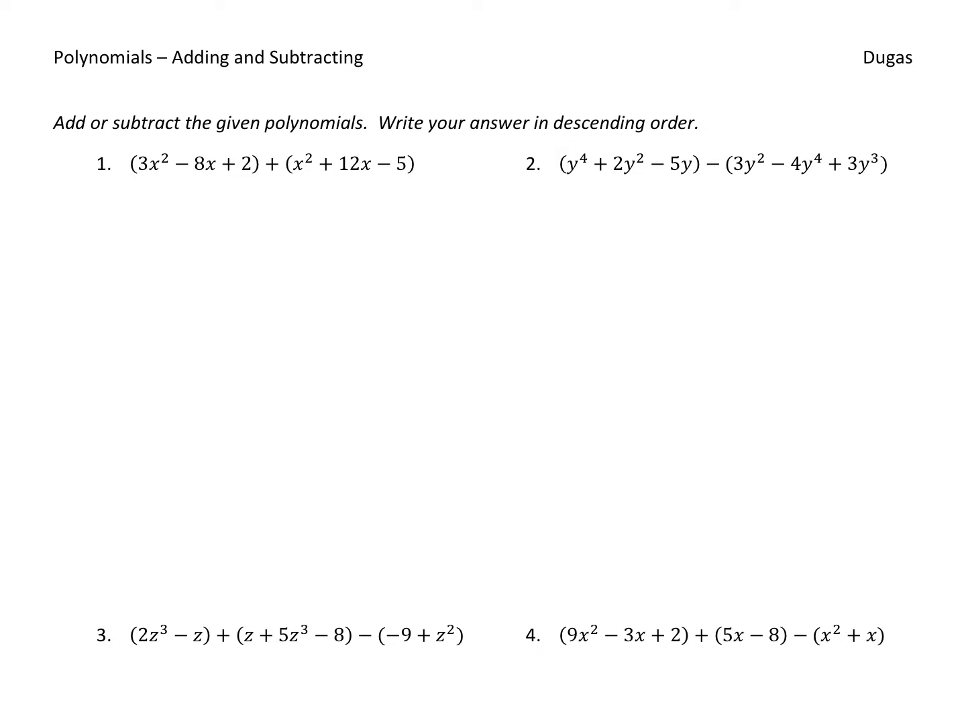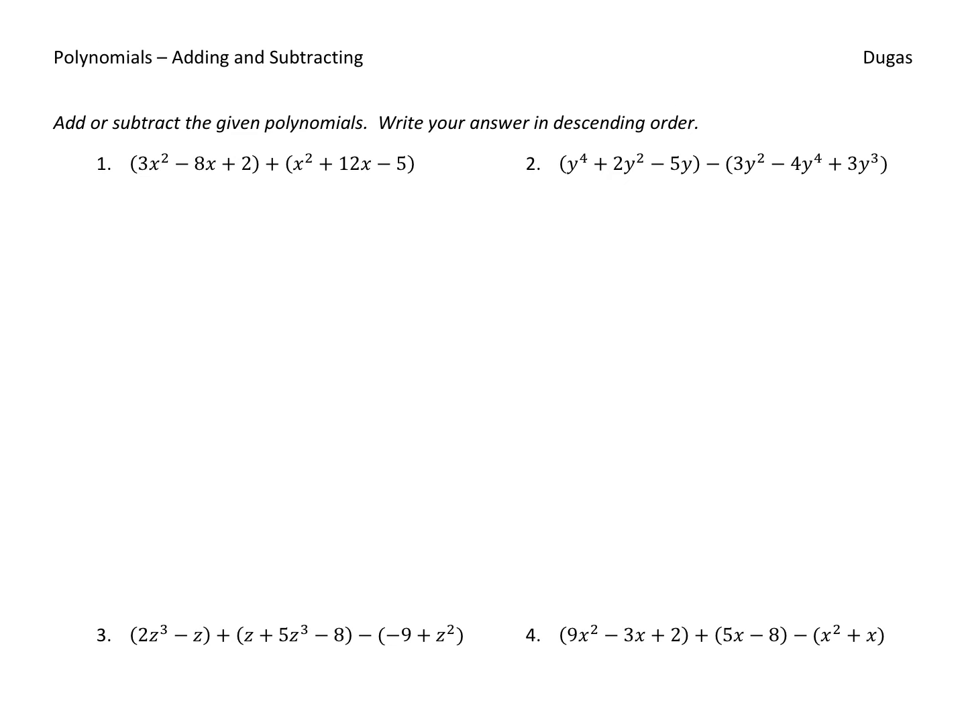We're going to be talking about adding and subtracting polynomials. When you're adding and subtracting polynomials, what you're looking for is like terms. So you're looking for things that have the same combination of variables and exponents. So in the first one, we're adding two polynomials. That is the purpose of the parentheses.